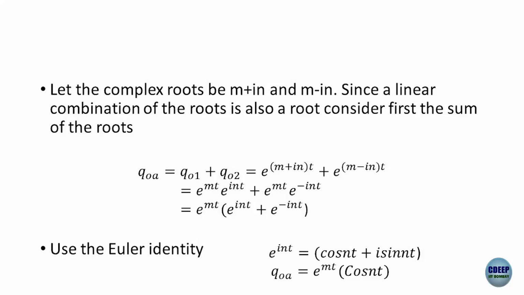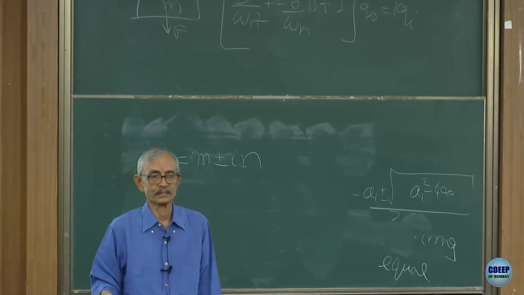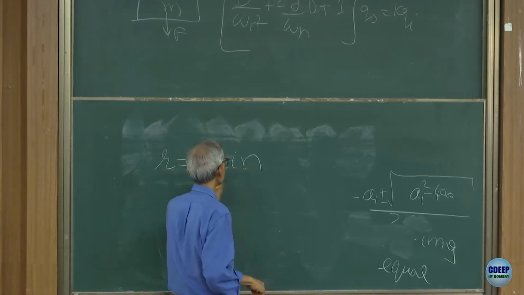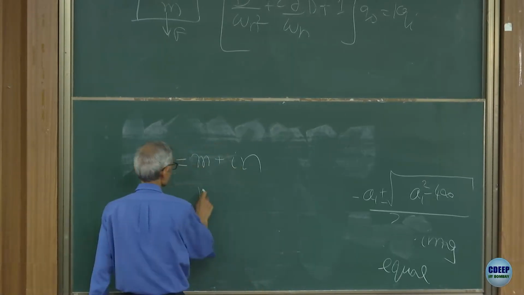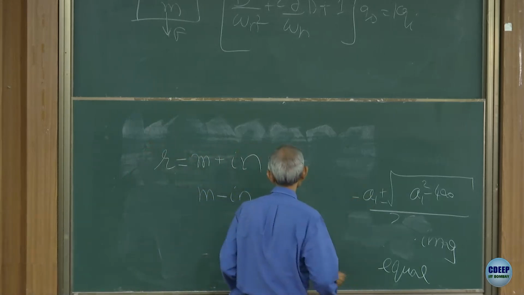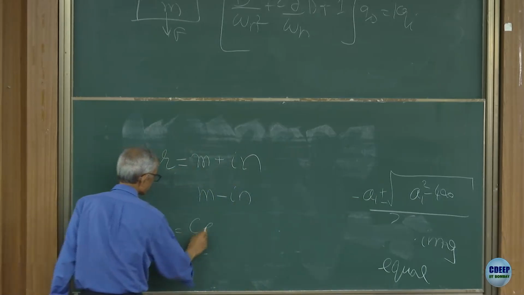Alright, so let me just say that the roots came out to be R equal to m plus minus in. So the two roots are going to be complex conjugates. One of the roots is going to be m plus in, the other root is going to be m minus in. So that's what comes out from here, and the solution y is going to be c e to the power of rt.